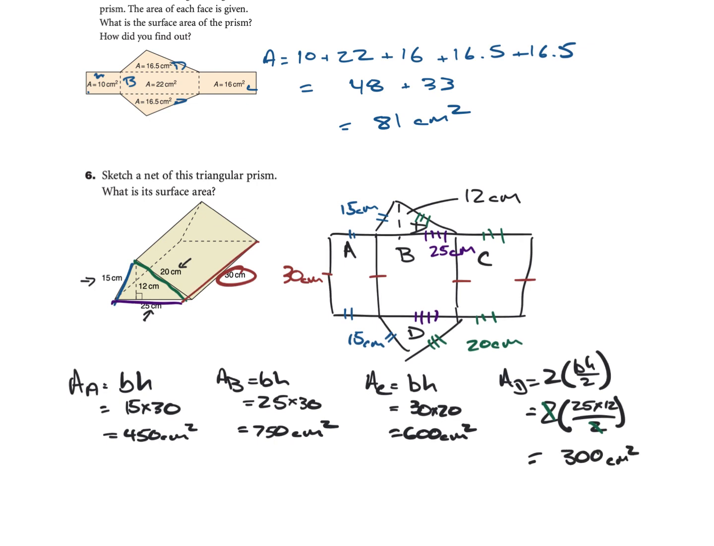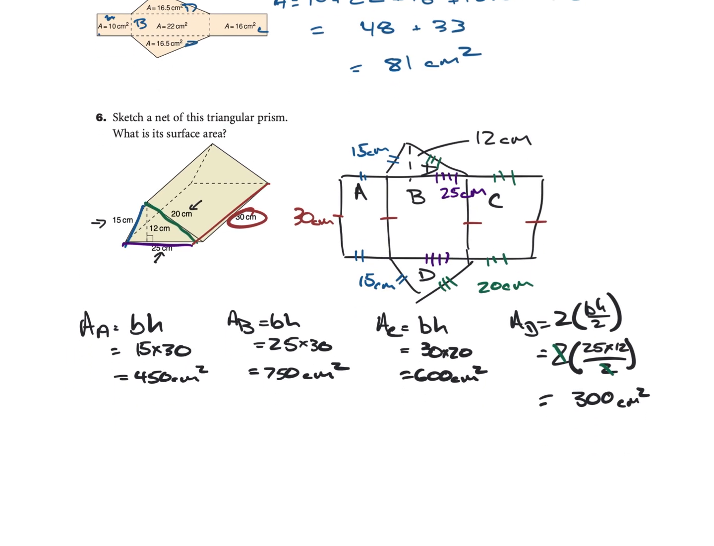Centimeters squared. And then the last thing I have to do, I'm just going to scroll up just a little bit here, give myself a little bit more space, is just add these together. 450 plus 750 plus 600 plus 300.